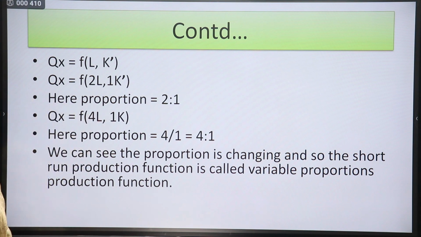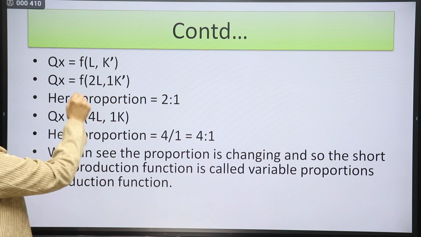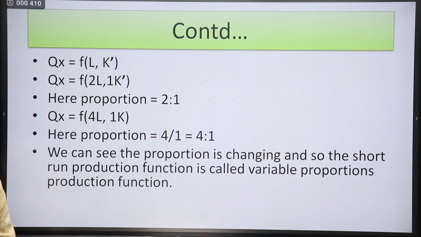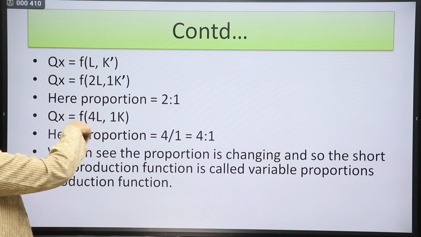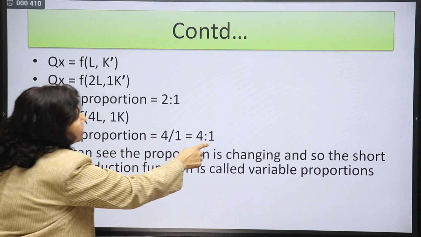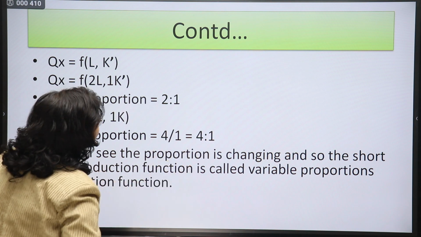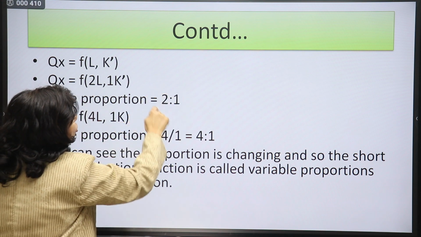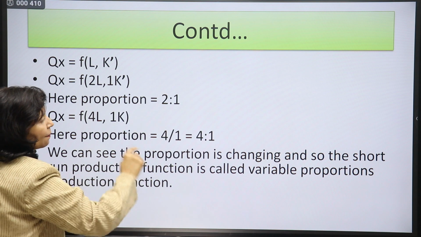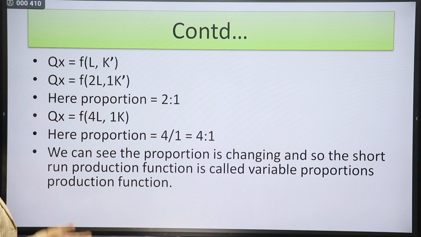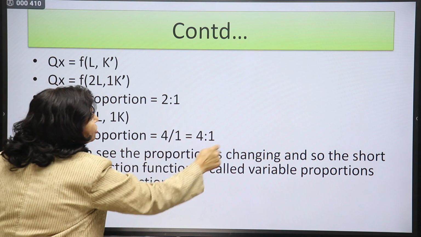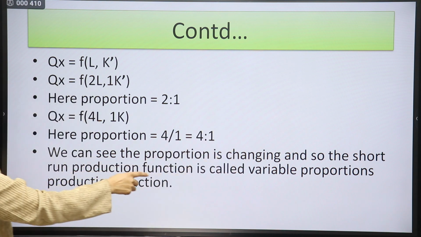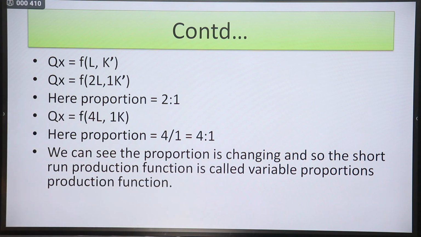Why? Because in the short run, in the short term, we can't increase the number of machines. We can't install new machines. So here only one machine is there. With that one machine, we have increased the number of laborers, and now 4 laborers are there. So the ratio changes to 4:1, or 4 by 1 is equal to 4:1. We can see the proportion is changing. The proportion was 2:1 initially. Then we employed more workers to increase our production in the short run, because one factor is fixed, so our ratio changes. So the short run production function is called variable proportions production function. That is the reason.